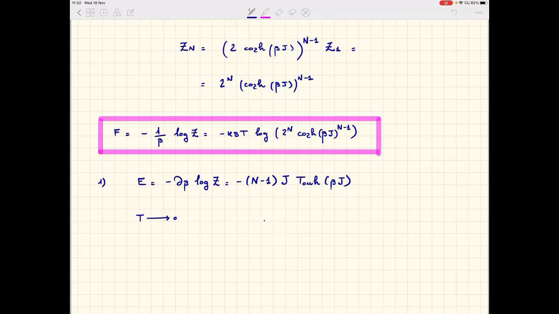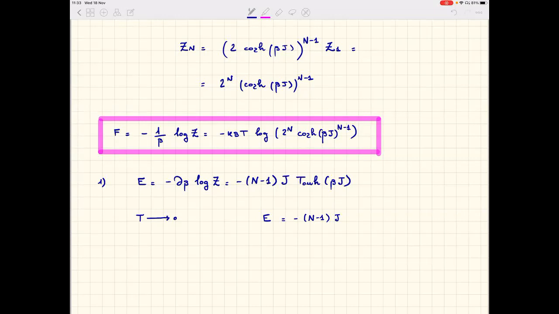What do you get for the energy when the temperature is going to 0? What is the energy equal to? Minus (N minus 1) times J. Is this correct? Tanh goes to 1 for temperature going to 0. So is this correct or not? Yes. Why? Because for T going to 0, tanh goes to 1.